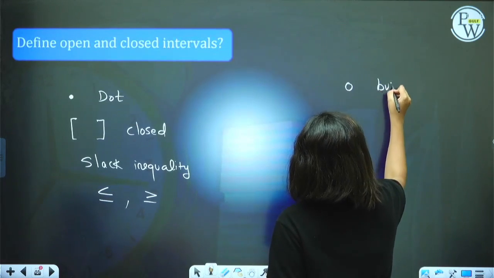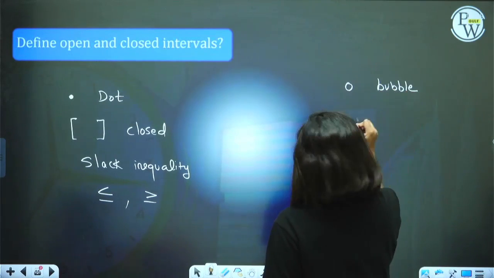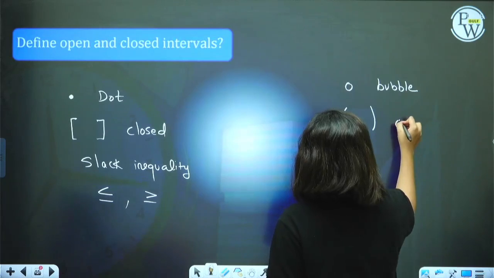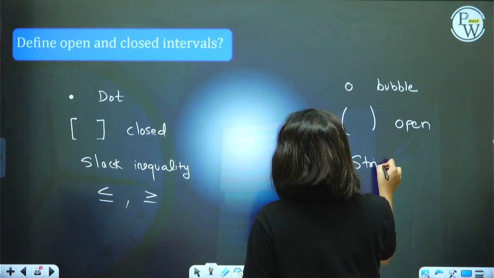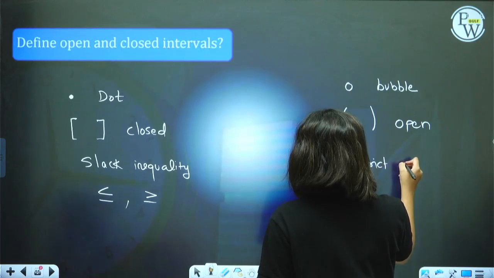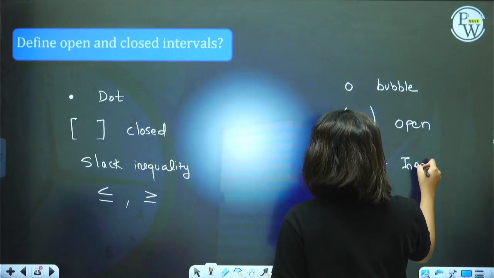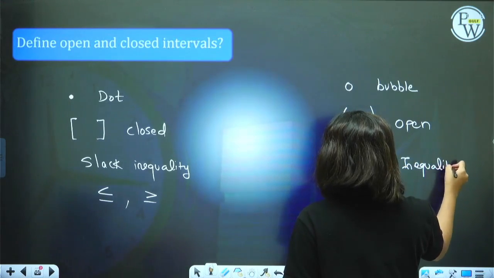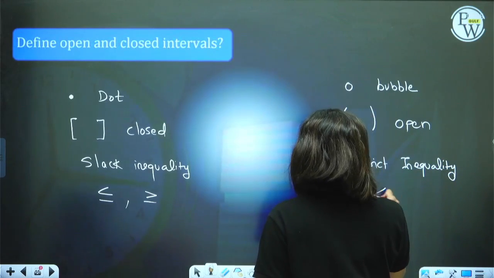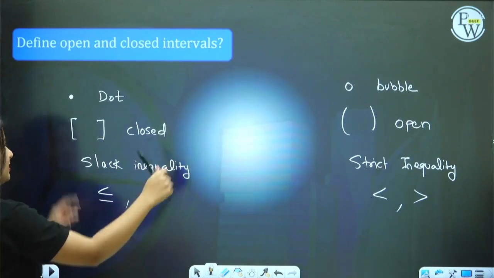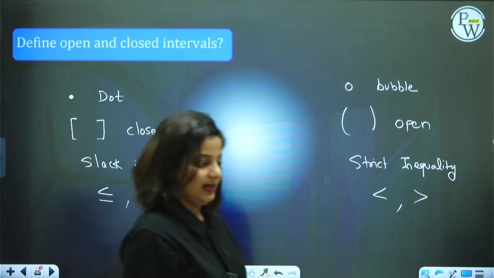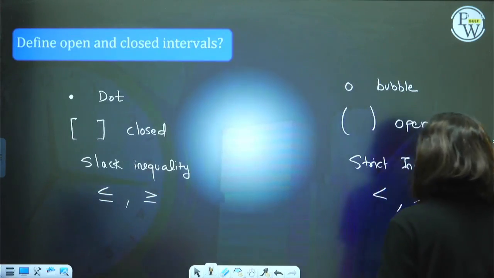Bubble is used in case of open interval. Open interval, that means strict inequality. It's not included. Less than or greater than. There is no equal to sign, you will go with those symbols. Dot, bubble on a number line.